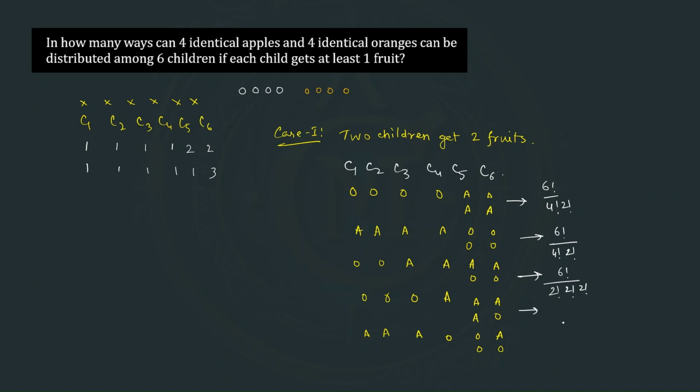Similarly here the total number of cases will be 6 factorial divided by 3 factorial. Now here would be another possible case that we probably missed, that is orange, orange, then apple, apple, and then it will be orange, orange, apple, apple. So here the total number of cases in this will be 6 factorial divided by 2 factorial 2 factorial.